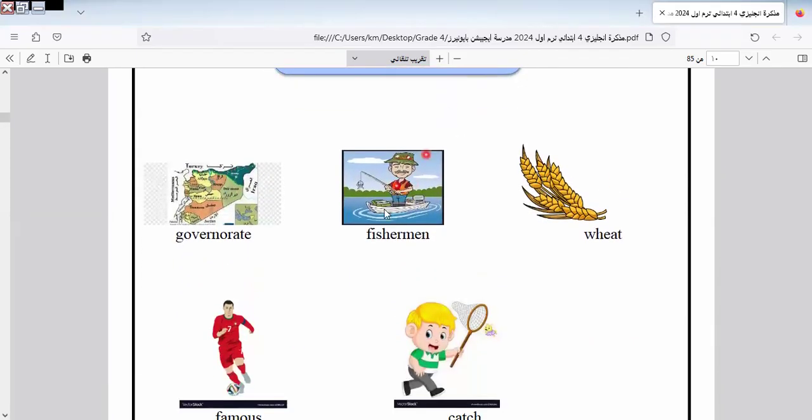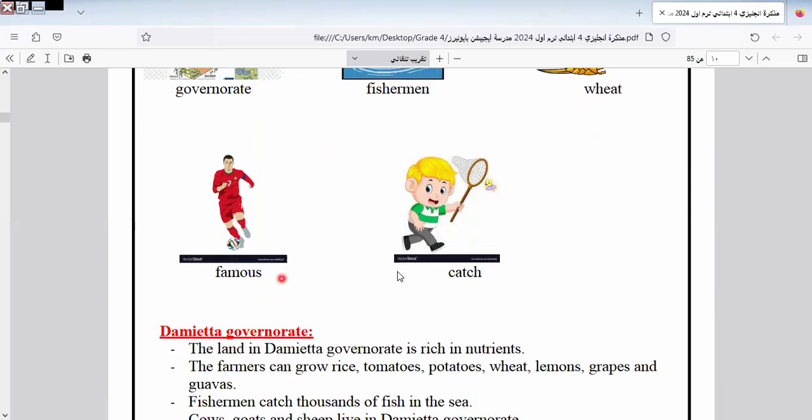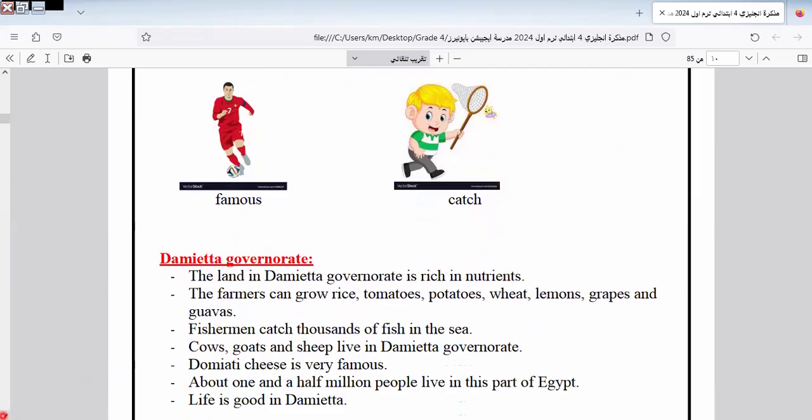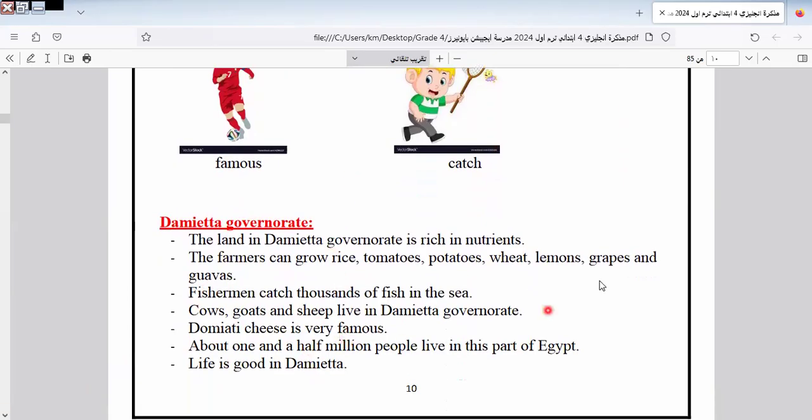Here we talk about Domyat Governorate. We have fishermen, we have wheat, we have cheese. These are some details about Domyat Governorate.